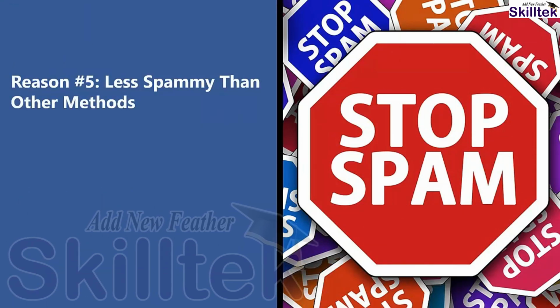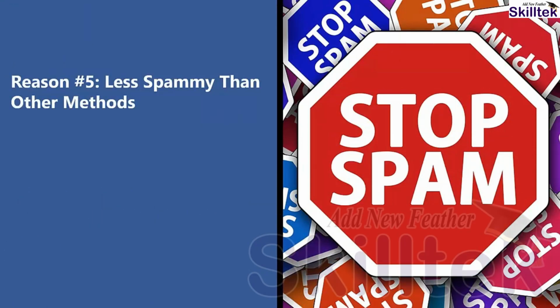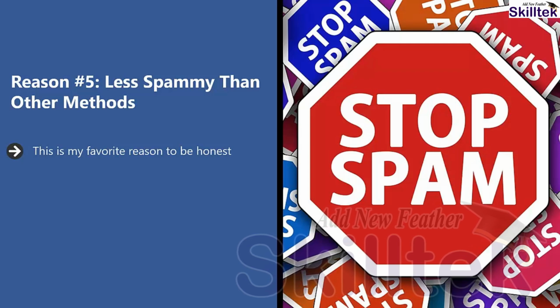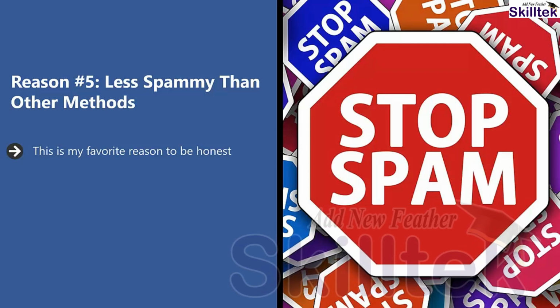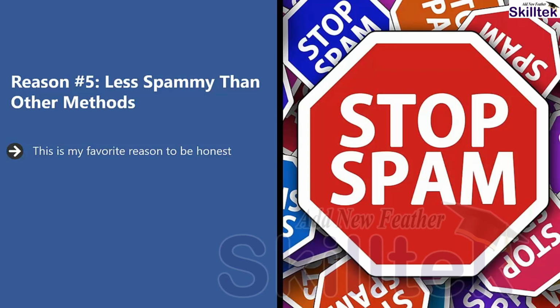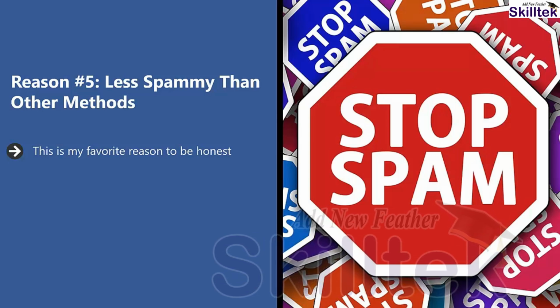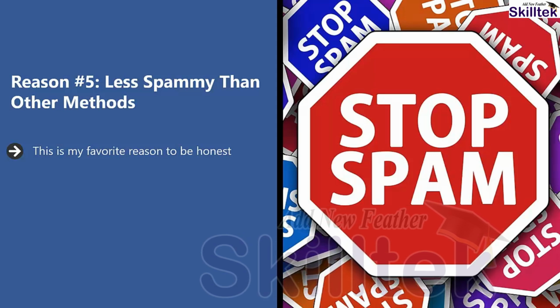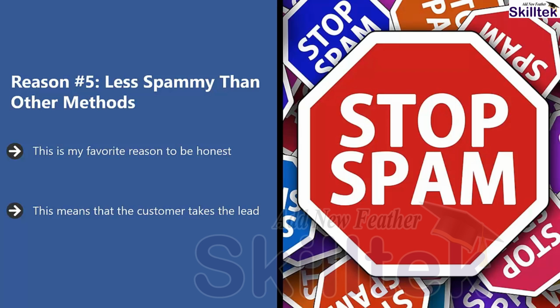Reason number 5, less spammy than other methods. This is my favorite reason, to be honest. Facebook Messenger is inbound. The engagement doesn't happen when you send out a bot and it grabs somebody and you talk to them. No. You basically wait until somebody messages you and then you send them a message within 24 hours. This means that the customer takes the lead.